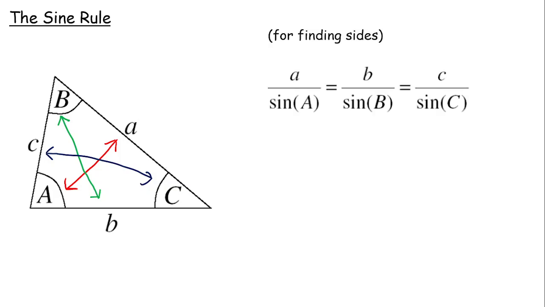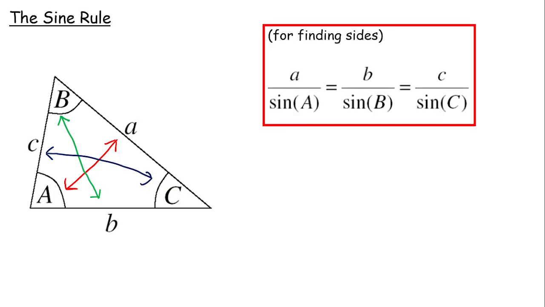So what actually is the sine rule? This is the sine rule. So to find missing sides, we are given this formula, okay, and that will make much more sense in a second, where a, b, and c are your sides. Sine A is sine of your angle A, sine B, angle B, so on and so forth.